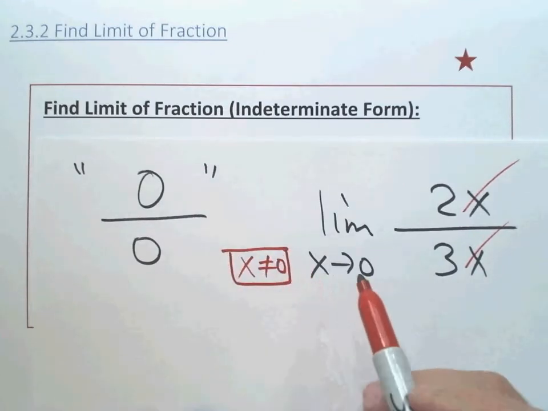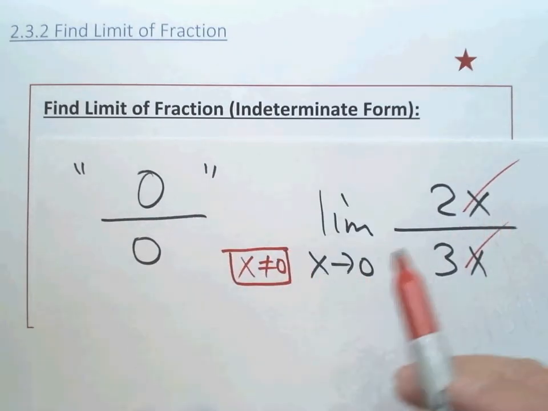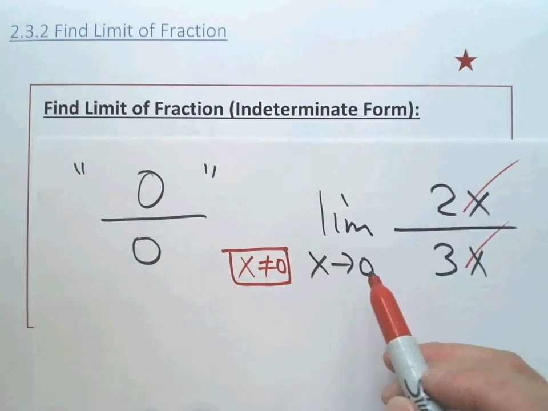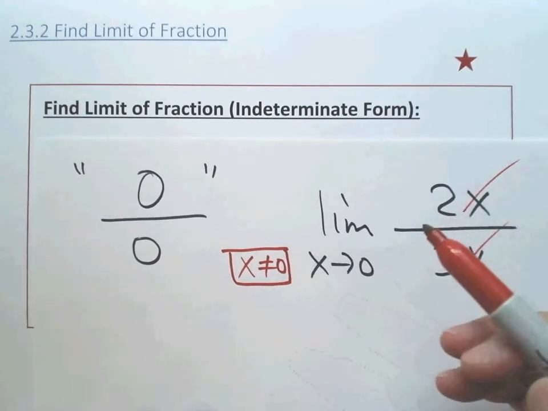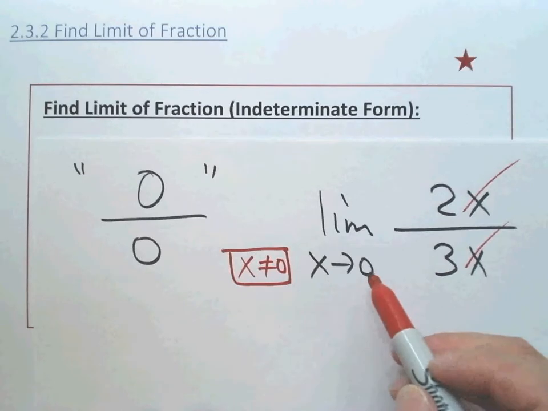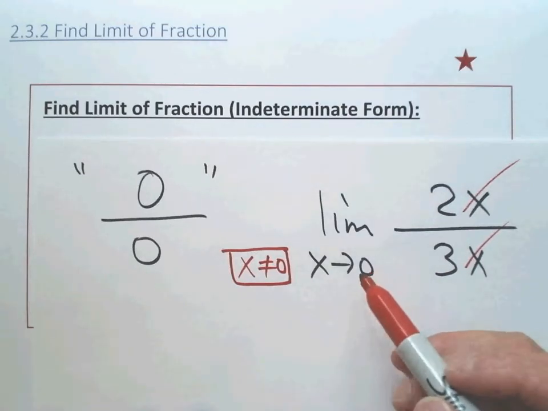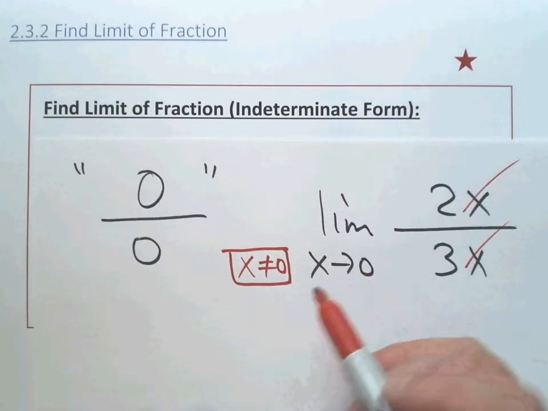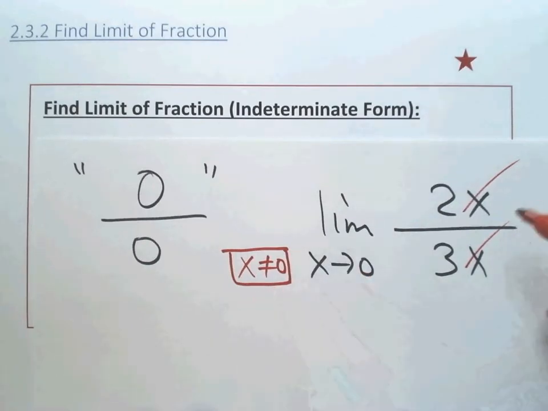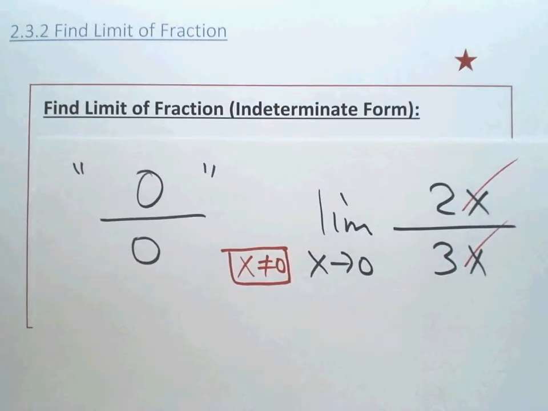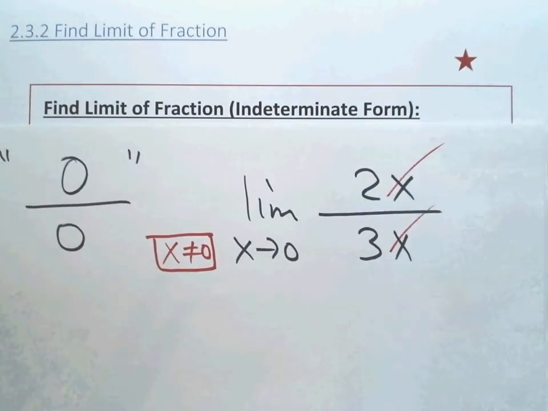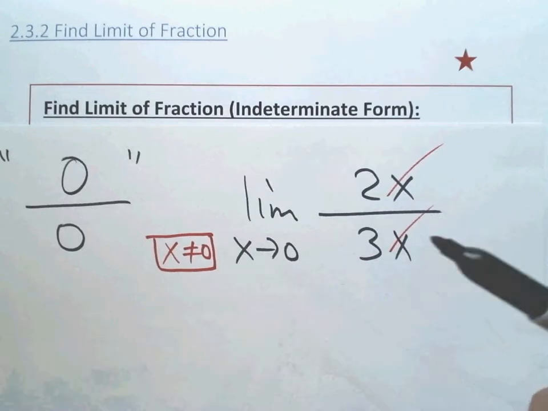What does the limit of a function as x approaches 0 mean? It means what the function approaches as x approaches 0, which means just the neighborhood of 0, so x does not equal 0. In this case, we can divide out x. After we divide it out, what do we get? We get 2 over 3, a constant number, so the limit is 2 over 3.